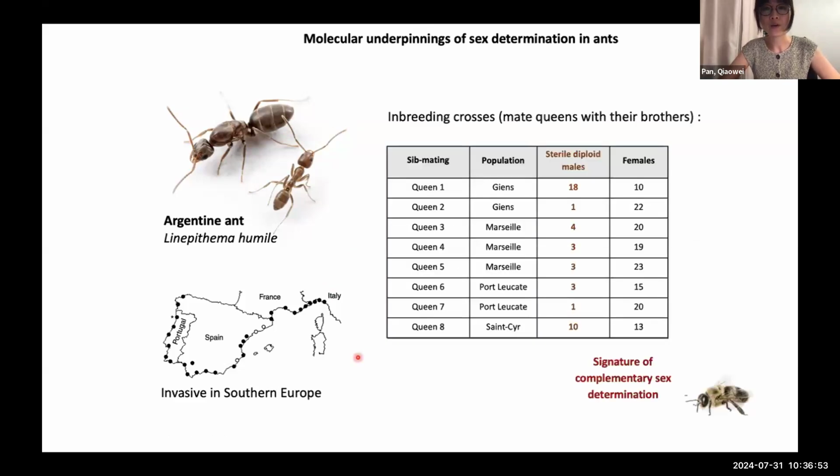So after we got our colonies from the field, we established 8 different inbreeding lines by doing brother and sister matings. And from all of the 8 inbreeding lines, we were able to collect sterile diploid males, which is telling us that indeed complementary sex determination is operating in this species.